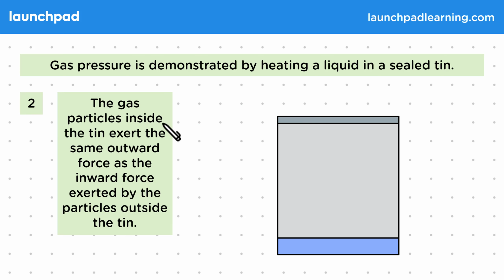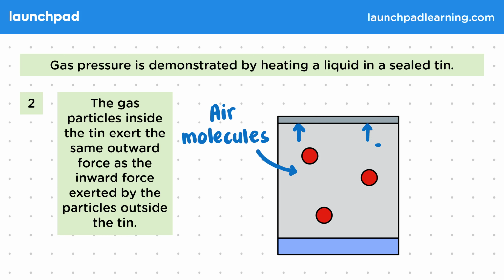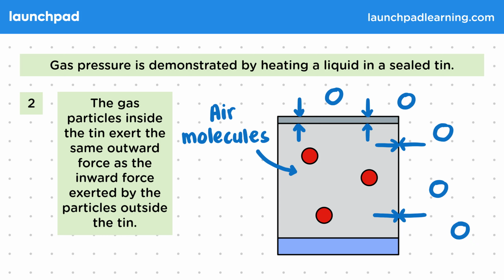The gas particles inside the tin exert the same outward force as the inward force exerted by the particles outside the tin. So there is an outward pressure on the tin due to collisions from air molecules inside. There is also an inward pressure on the tin due to collisions from air molecules outside. But overall, we notice no effect from these pressures, as the pressures are equal and opposite.